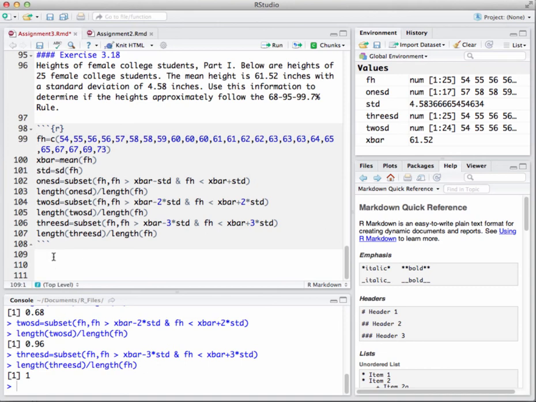Okay, so our response here is, they're asking us, how does it look like with respect to following that rule? And this data appears to follow the 68, 95, 99.7 rule very well, which infers the data is normally distributed.